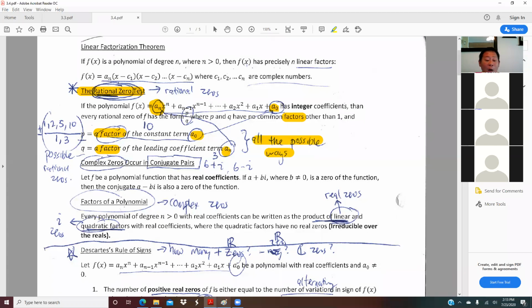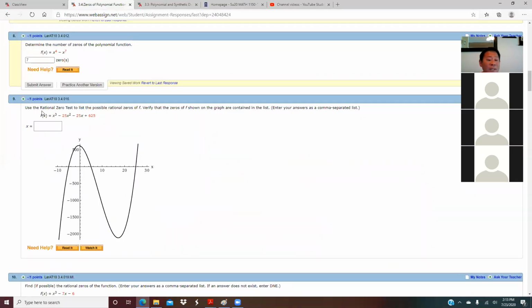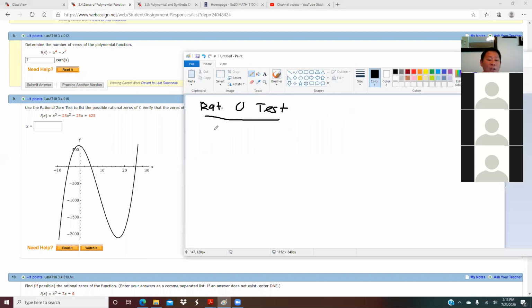So I'm going to show you how to do this in homework question number 9, using the rational zero test to list all the possible rational zeros. So first things first, you need to give me your P's and your Q's. And how do we do P's? Oh my God, 625, are you kidding me? In a test, I won't give you 625. It's a lot of work. So you have to give me all the possible factors for 625. 1 and 625 is one of them.